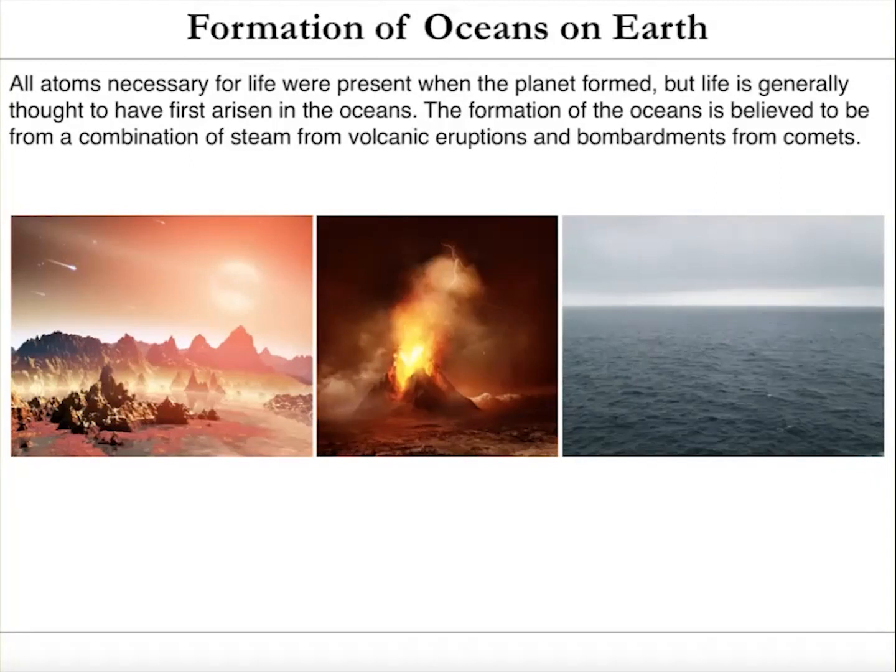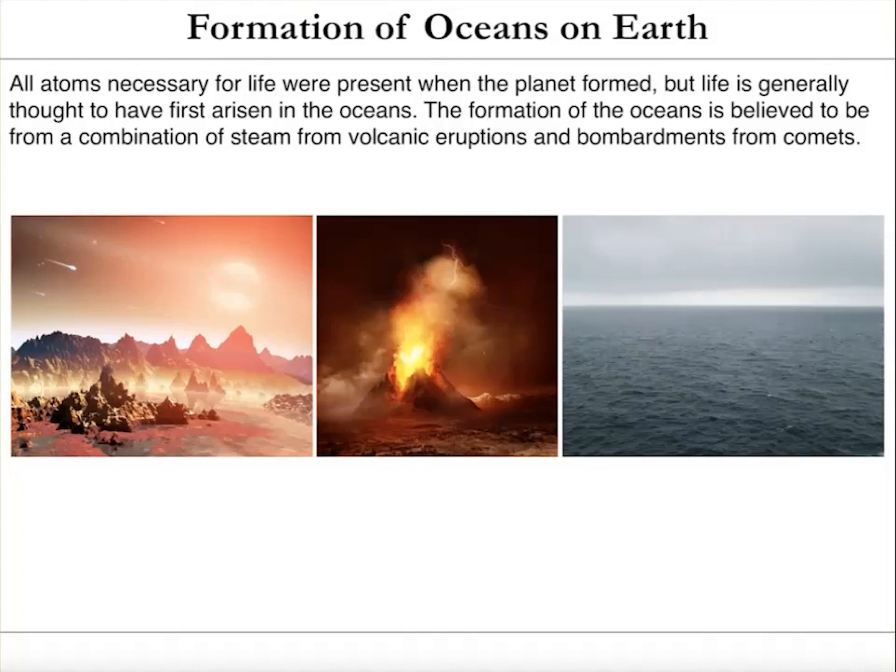So the formation of these oceans is believed to be basically from a combination of steam. Water was already present on the Earth, but it was deep below it. So when the volcanoes erupted, this resulted in steam that then landed on the Earth's surface as rain. But that only accounts for about 50% of the water.